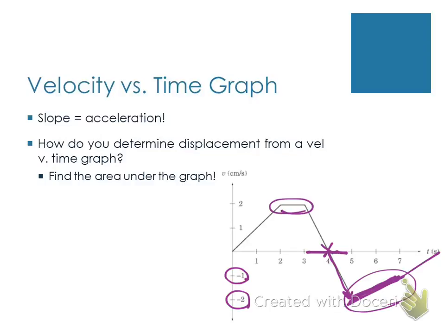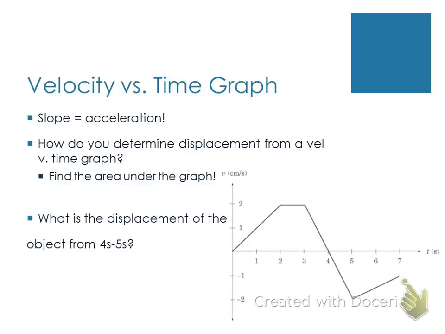So 4 to 5 seconds is here. What do we do to find the displacement from a velocity versus time graph? The area. Good. And we stop at the x-axis. So if we draw it along the graph to the x-axis, it gives us a nice triangle. Okay? So this side of my triangle is 1. This side of my triangle is negative 2. Right? Because I'm moving backwards here.